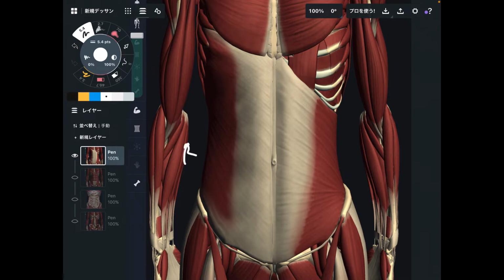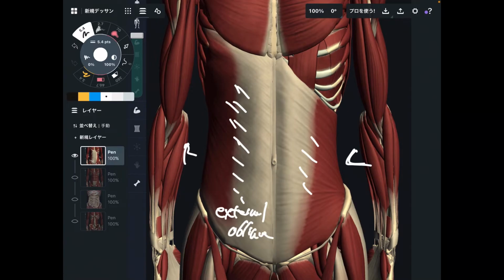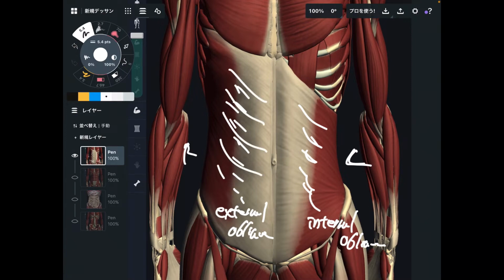Okay, this is right side. This is left side. You see the most superficial one on right side and left one is one layer deeper. What is this muscle? This is external oblique. And on left side, if you dissect external oblique, you see next layer. This one is internal oblique. Okay, these are the most superficial abdominal muscles. Right side, external oblique. Left side, if you dissect external oblique, internal oblique shows up.